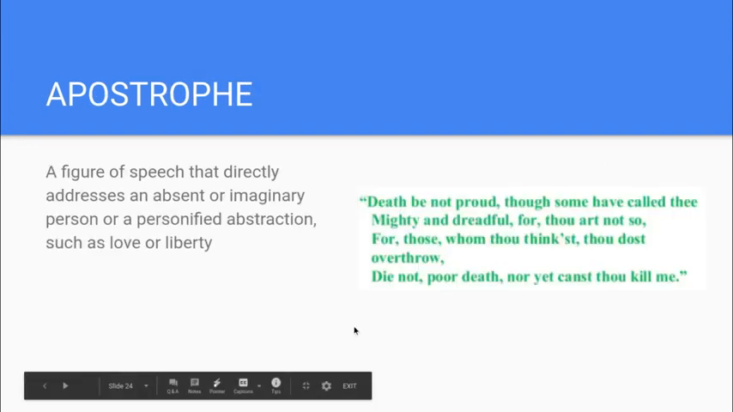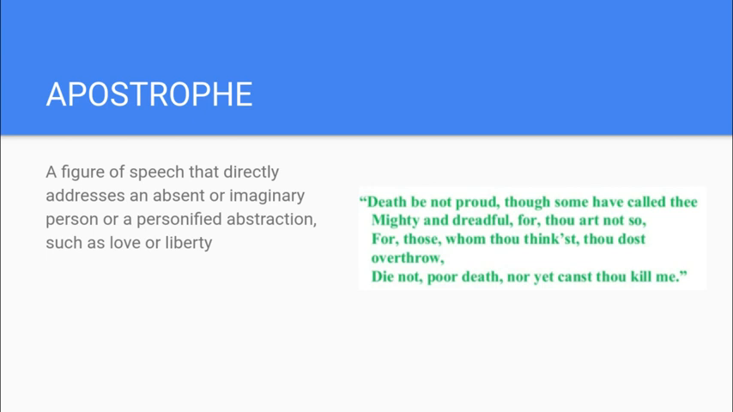All right, an apostrophe. This is apostrophe, the figure of speech, not apostrophe, the punctuation mark. So it's a figure of speech that addresses someone or something that is absent. It can be a person or it can be kind of an abstract idea. So in this example, again, read this on your own. It's saying, die not, poor death, right? The speaker is talking to death, an abstract idea.